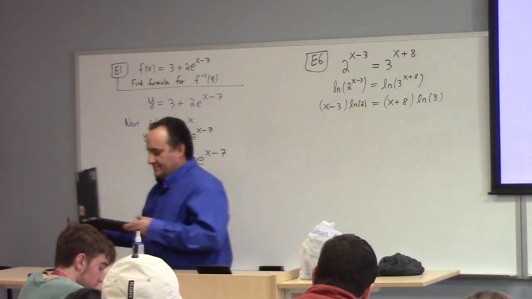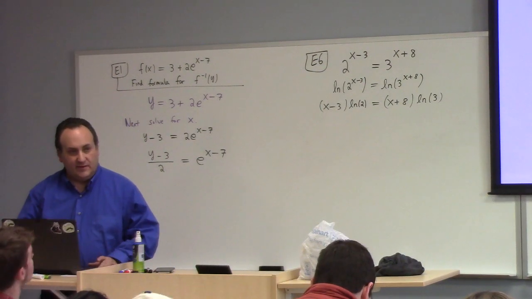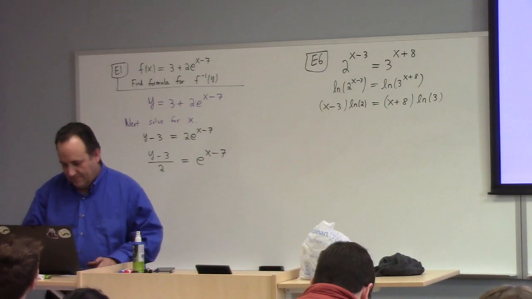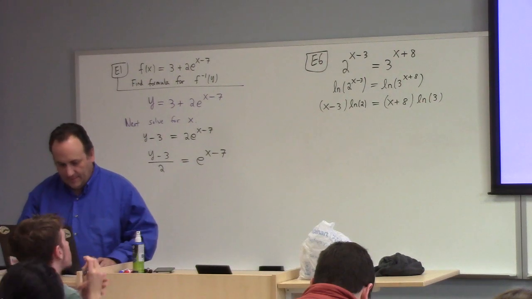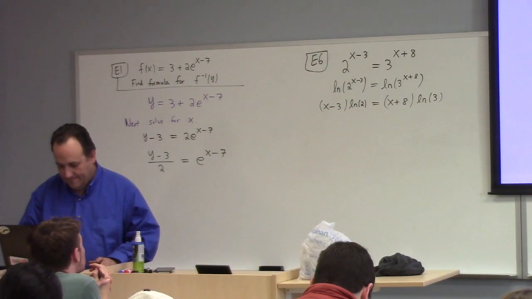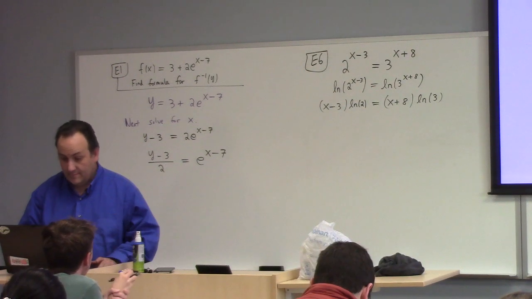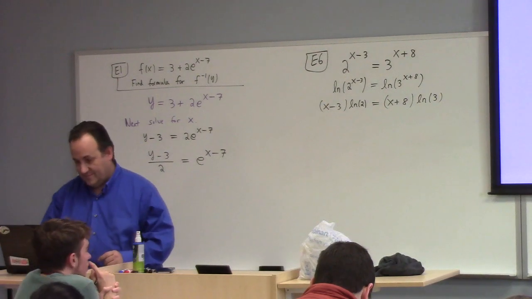Then you can multiply out, right? And collect all the x's together. So do I need to divide and cross out the ln's? Oh, you can't divide out those ln's.